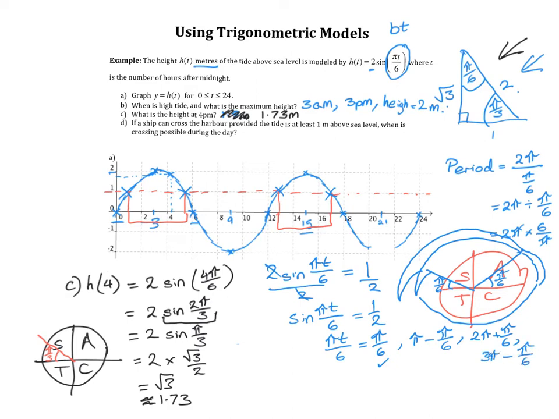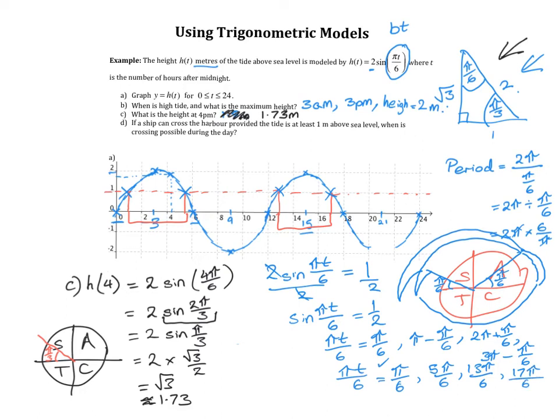So we get pi t on 6 equals pi on 6. And then 6 pi on 6 minus pi on 6 is 5 pi on 6. And then the next one, 12 pi on 6 plus pi on 6 is 13 pi on 6. And then the last one, 18 pi on 6 minus pi on 6 is 17 pi on 6.